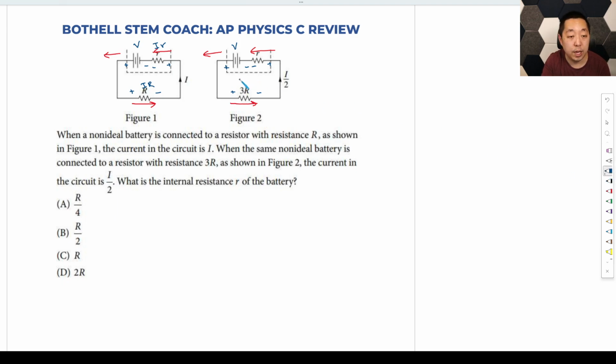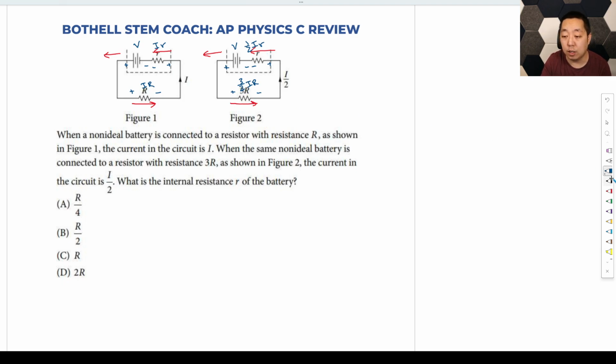So it's going to be 3 halves IR, and then this is going to be 1 half I little r. Cool. We want to know the internal resistance of the battery. So I have this relationship in terms of the voltage drops, but I really want to solve for that little r there. That's my goal.